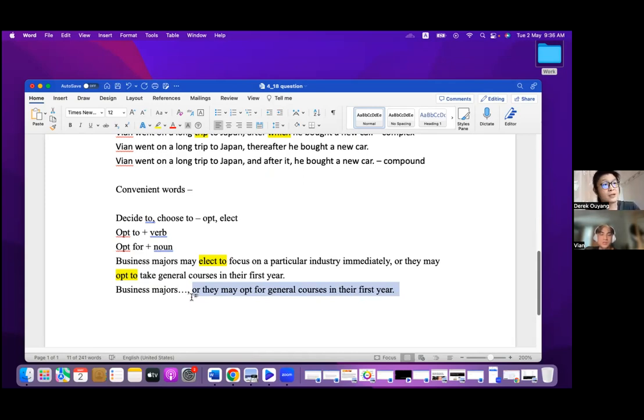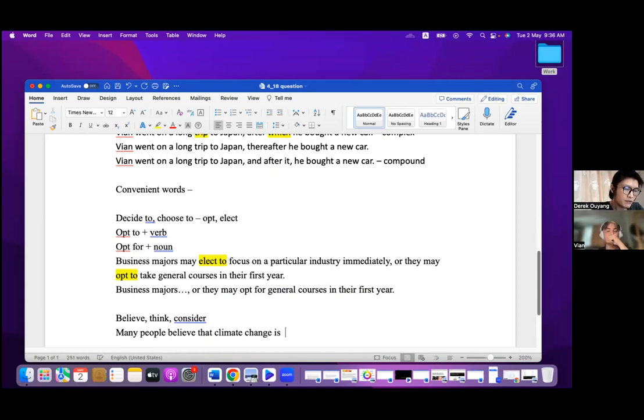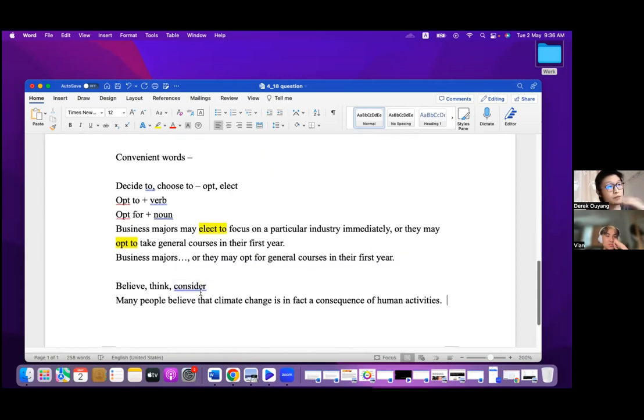Yes. And then since we're already on this topic, I'm going to give you some more words. For example, I believe, I think, I consider, super common, super convenient. So if I say, many people believe that climate change is, in fact, a consequence of human activities. You understand the sentence, of course, right? So if I tell you, Bien, I don't like believe, can you change that to something else?